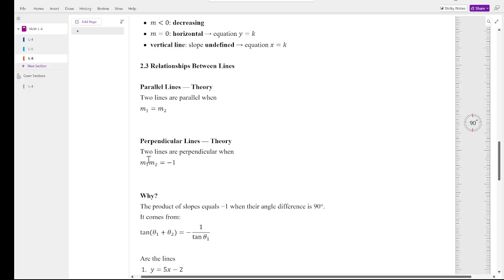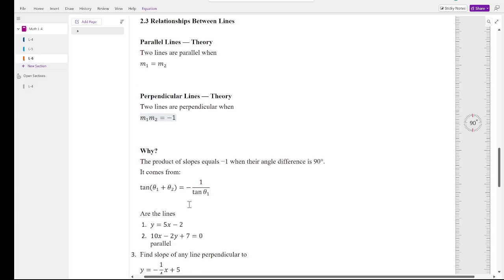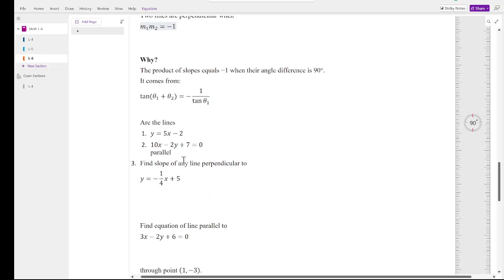And the second condition: two lines are perpendicular when the product of their slopes equals -1. Why? The product of slopes is -1 when their angle difference is 90 degrees. It comes from this equation: tan theta 2 equals minus 1 over tan theta 1.